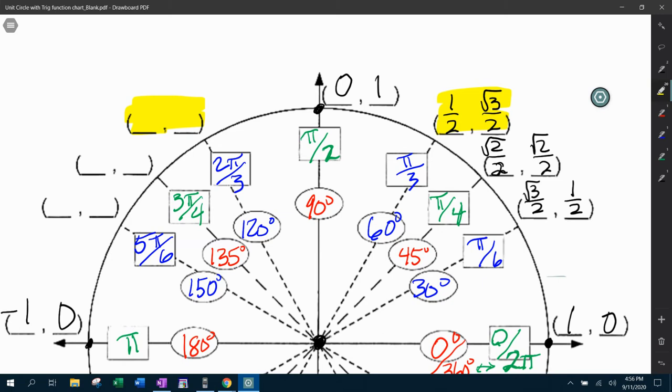Now, do I have an undo button? I really would like to get rid of that highlight. Oh, there we go. Bam.